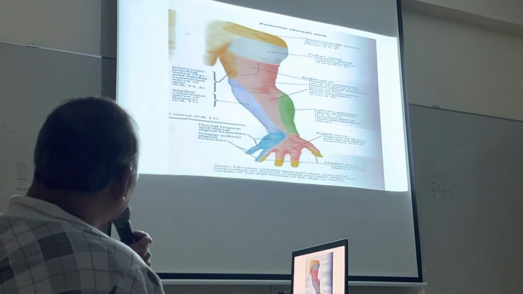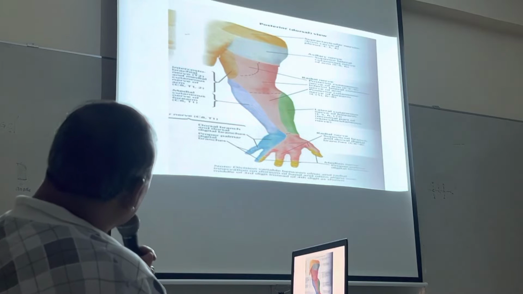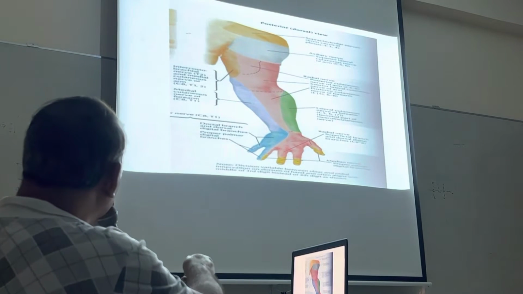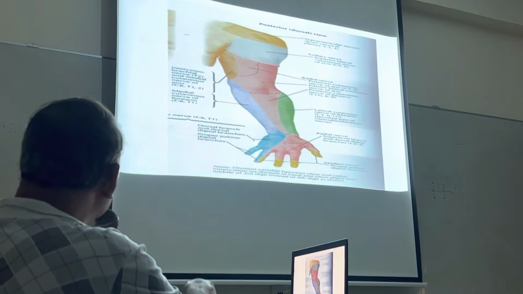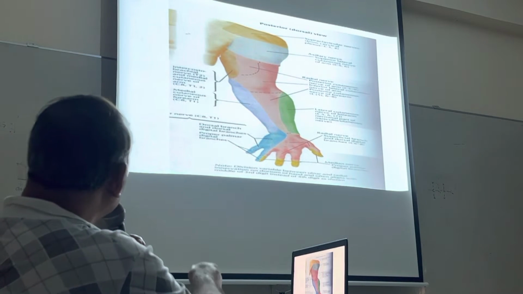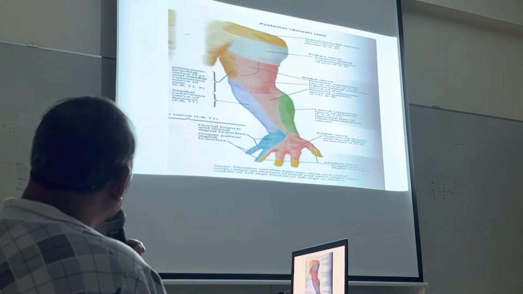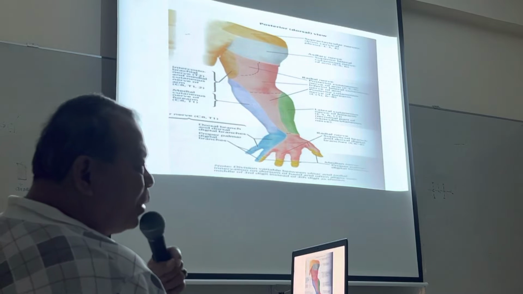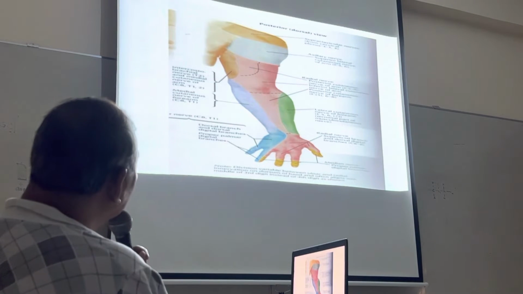Okay, this is another illustration. Posterior view. Okay, so we said that this one here is the medial side supplied by the medial cutaneous nerve of the forearm. Yes, the medial cutaneous nerve of the forearm. A branch of what? Branch of what cord? Medial cord.